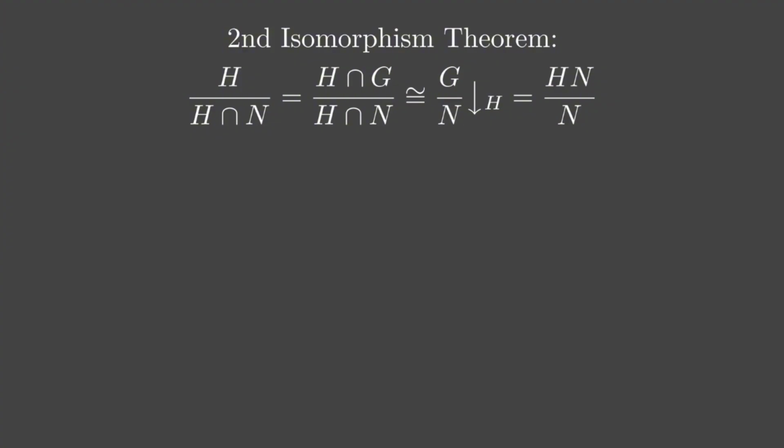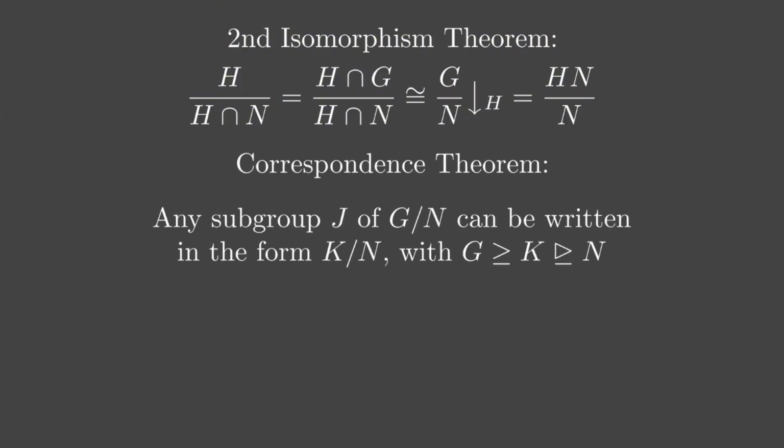to H, that it can be given in the form of the final term of this equation, as HN quotiented by N. As I hinted at earlier, the way to do this is to use the correspondence theorem. That is, that any subgroup J of the quotient group G quotiented by N can be written in the form K quotiented by N, where K is a subgroup of G containing N.